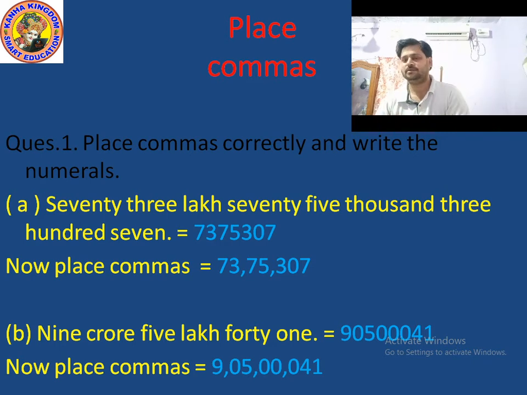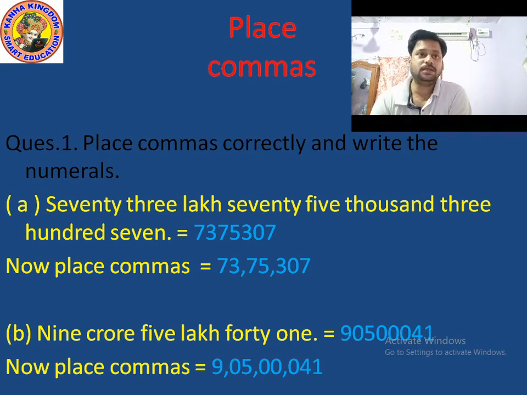You can write the number, and after writing the number you can insert the commas. You can write it very easily like this: 7 3 7 5 3 0 7. And after writing the number, you can write it like this: 73,75,307. Okay, clear? Now move to part B.